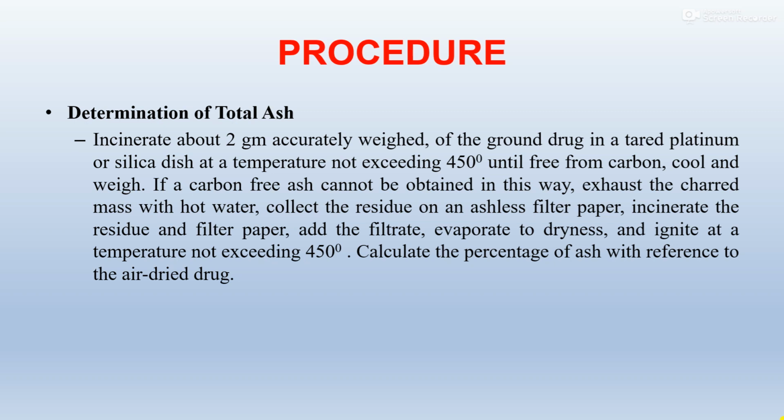Incinerate about 2 grams of drug in a tared platinum or silica dish at a temperature not exceeding 450 degrees until free from carbon. Cool and weigh. If carbon-free ash cannot be obtained this way, exhaust the charred mass with hot water. Collect the residue on ashless filter paper. Incinerate the residue and the filter paper. Add the filtrate, evaporate to dryness and ignite at a temperature not exceeding 450 degrees. Calculate the percentage of ash with reference to the air-dried drug.